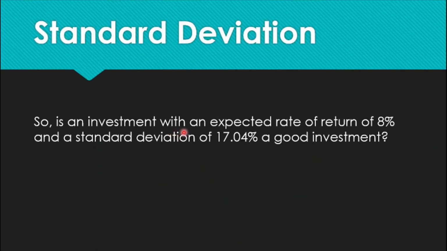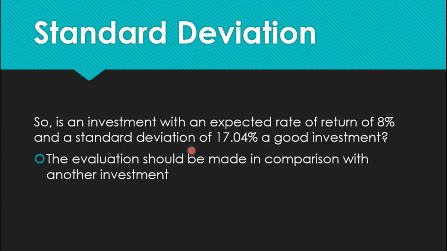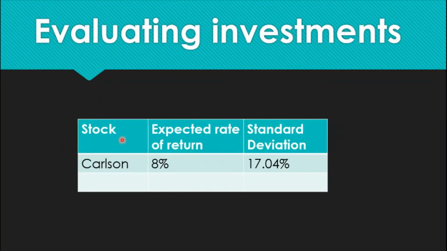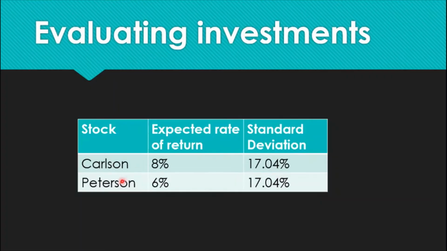So, is an investment with an expected rate of return of 8% and a standard deviation of 17.04% a good one? Well, to answer this question, we should make an evaluation which compares it with another investment. Of course, whether this is a good investment or not depends on what we are comparing it to. So to do that, let's refer to the summary. The stock of Carlson has an expected rate of return of 8% and a standard deviation of 17.04%.